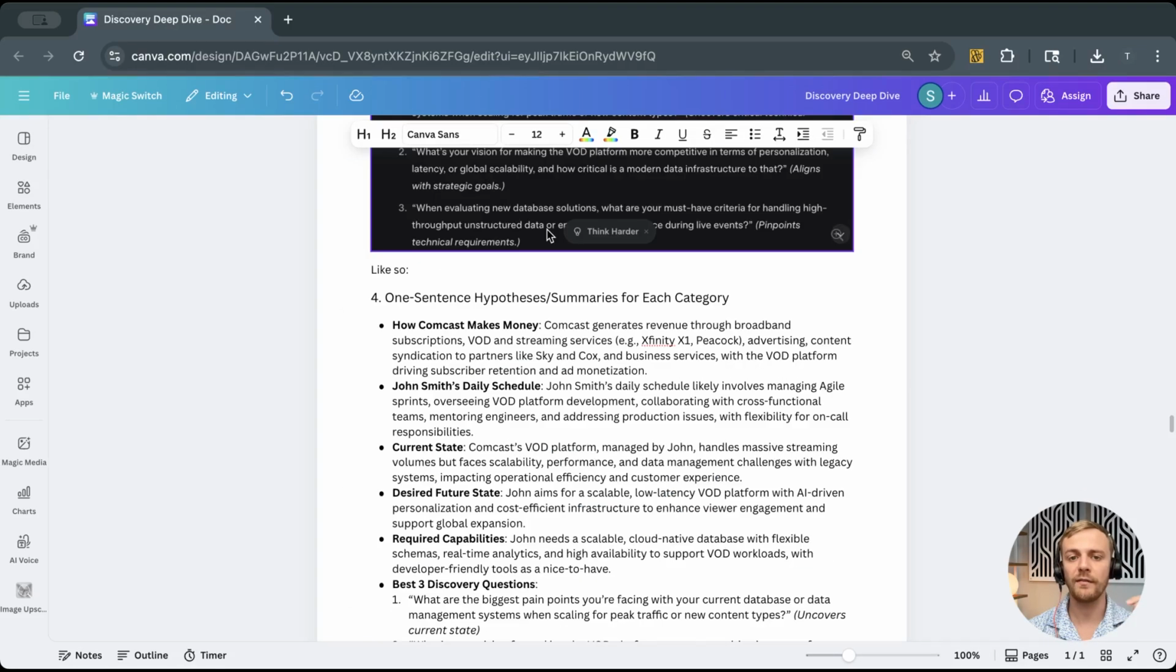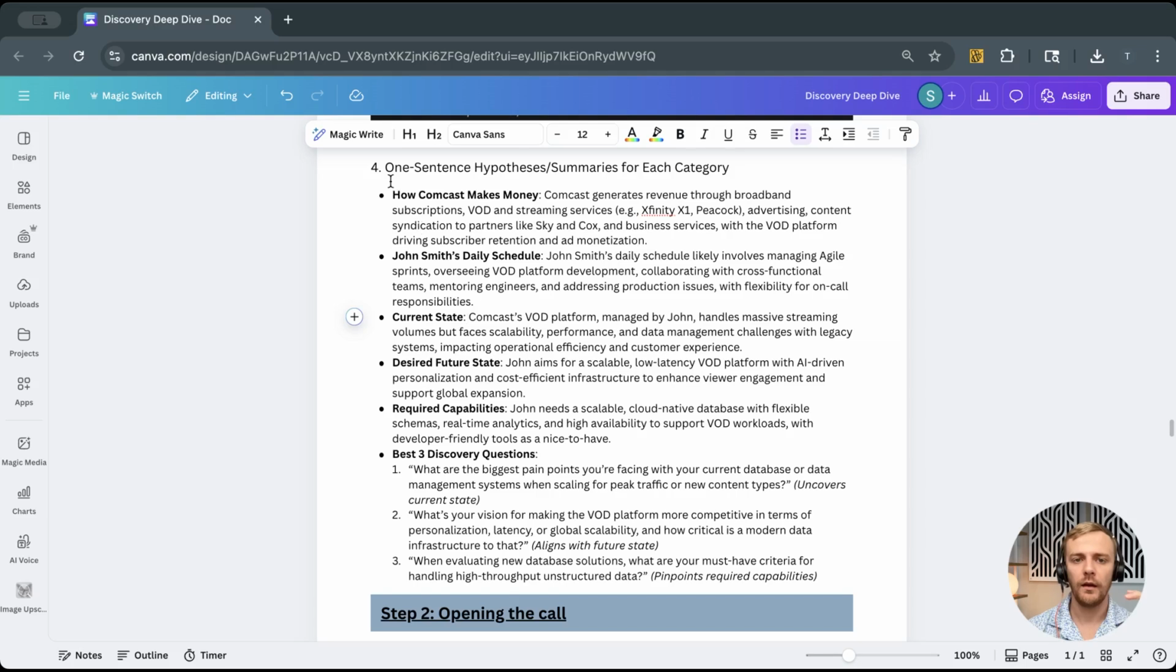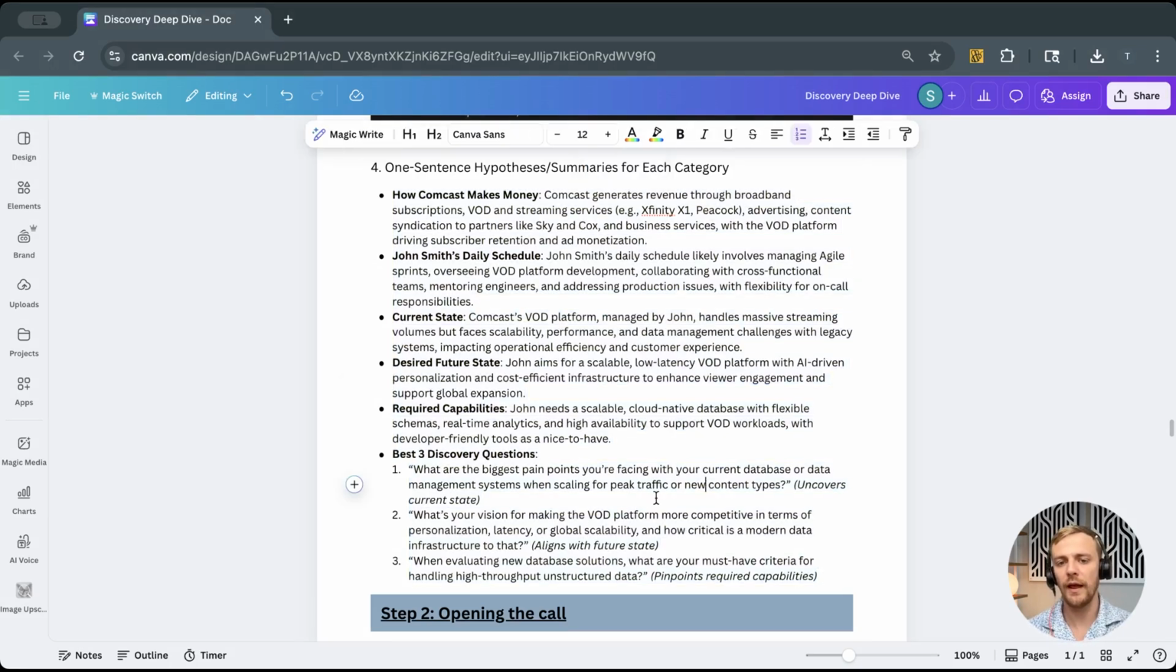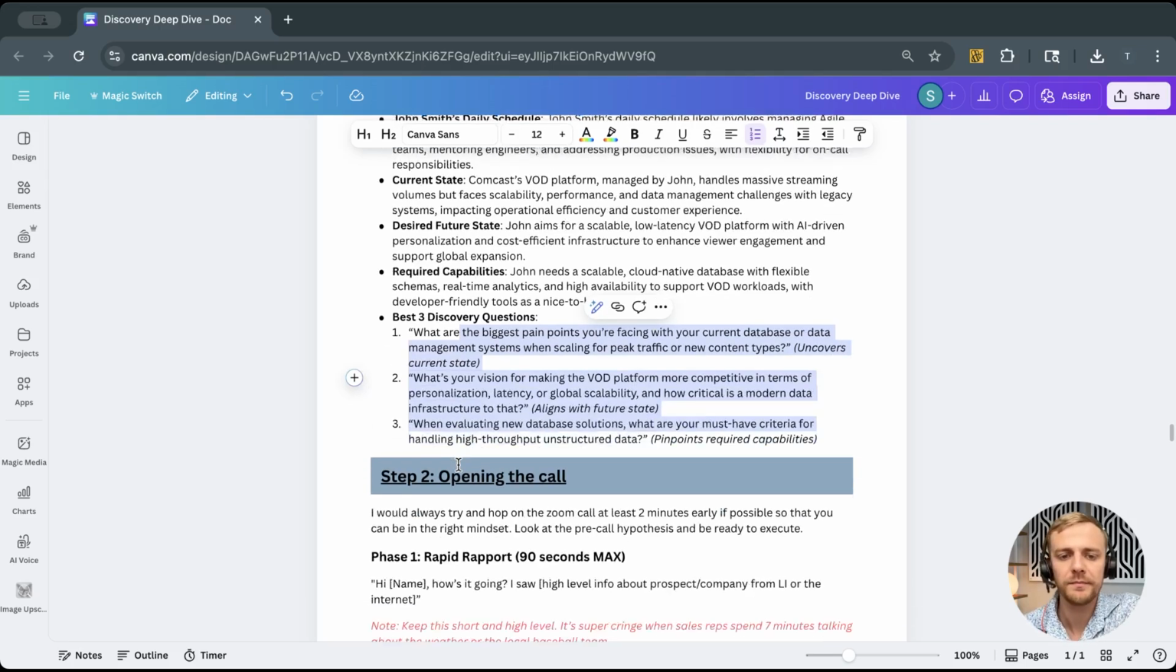You can create a template before every single discovery call you have, and then just copy paste this at the top of the template so that you have the research on your customer front and center beforehand. And then of course you can edit these questions with questions you really want to ask if you want.